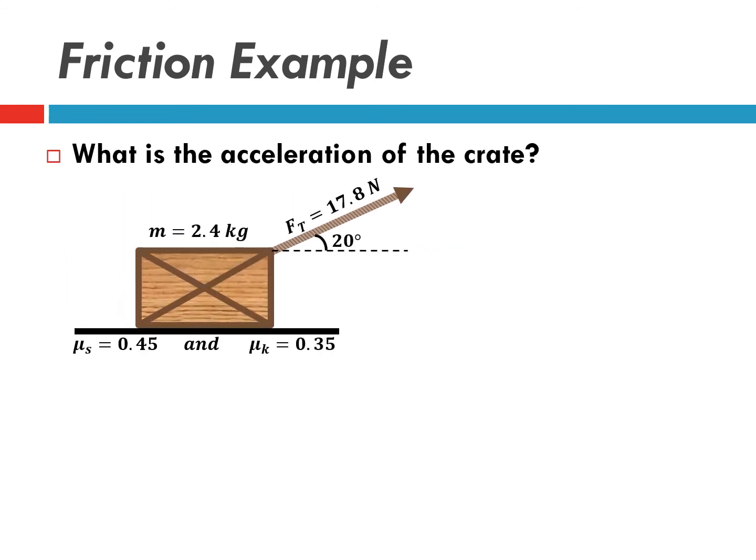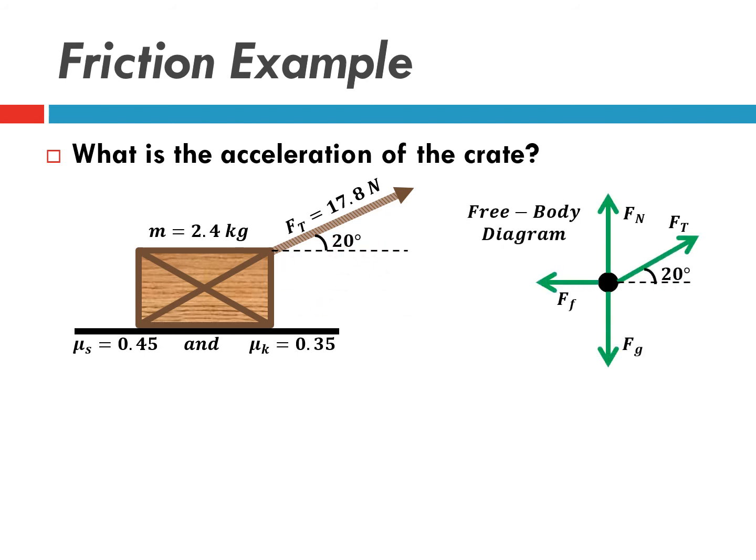All right, so this next example, we are accelerating a crate. Now we're pulling on this crate at an angle of 20 degrees. When we draw our free body diagram, this force of tension that's being pulled is now at an angle. So we actually have an upward component and a horizontal component to this. The upward component is going to decrease the amount of normal force needed, because this upward force means the normal force has to be less in order to balance out the force of gravity. So we're going to have less normal force.